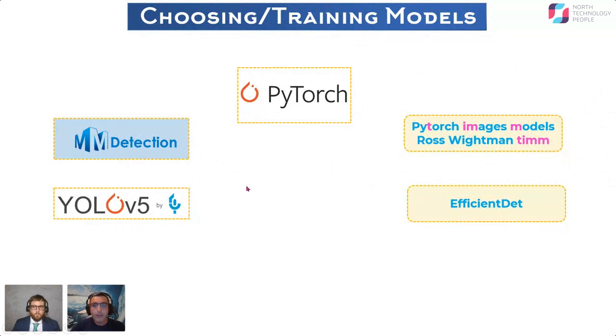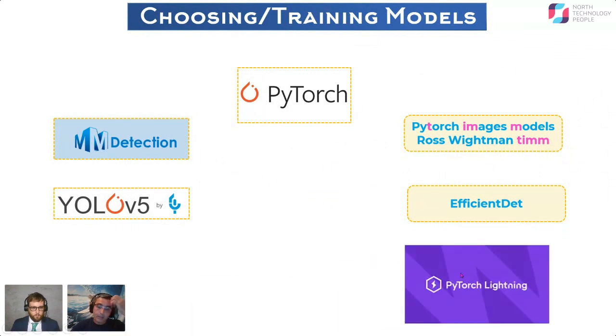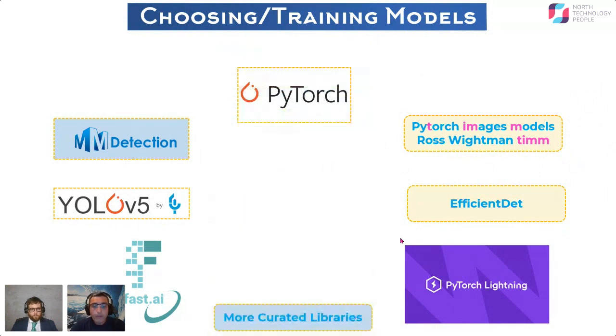for example. Then once we decide which models we are going to use, we might be facing the choice between using, for example, the training loop from MMDetection, or the training loop from PyTorch Lightning, or fastai, for example, that provides a very good default setting and all kinds of tricks to facilitate training our model. We also have more curated libraries that are publicly available.